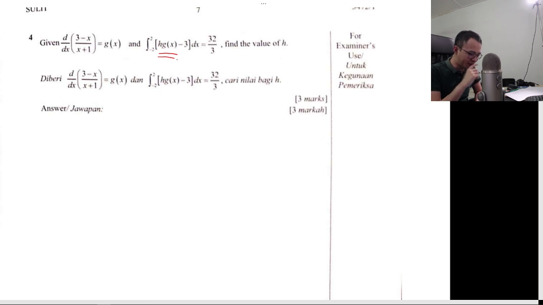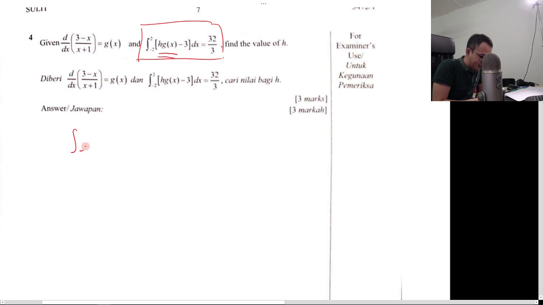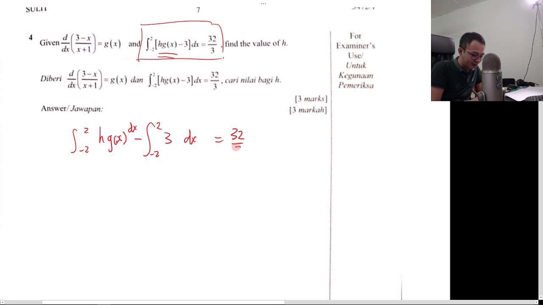Alright, so over here, the first thing is, I have this equation, right? So I try to solve this equation, see what happened. For negative 2 to 2, h g(x), and then I will separate them. This is negative 2 to 2, 3. Of course, both also have dx, equals to 32 over 3.